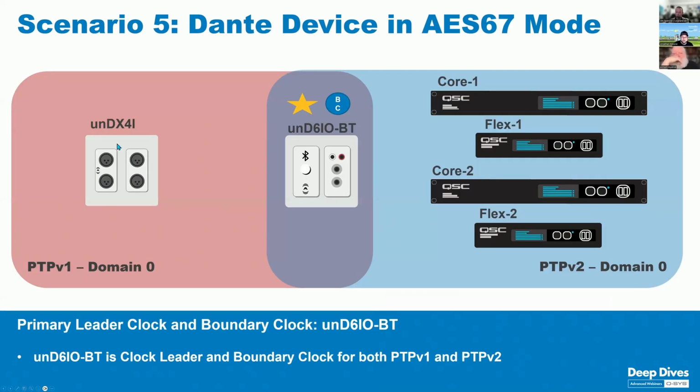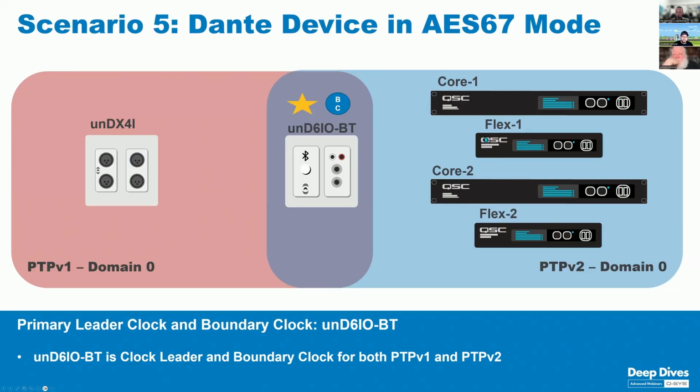All right, so what does that look like? You're probably thinking, Jonathan, I'm lost, I don't know what you're talking about. So here is our visual of what we're talking about. We have our DSP over here on the right, and it has its own peripherals. And we actually have two of those DSPs, and they're all in PTP version 2 domain 0.